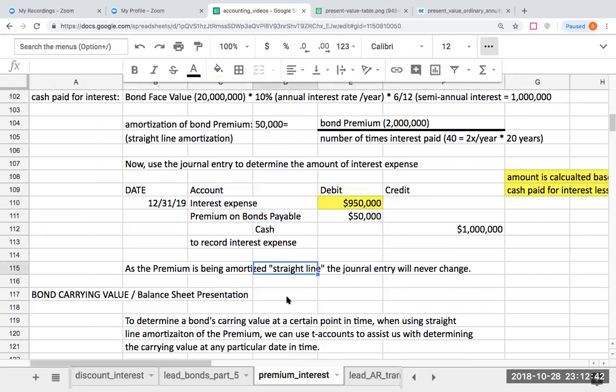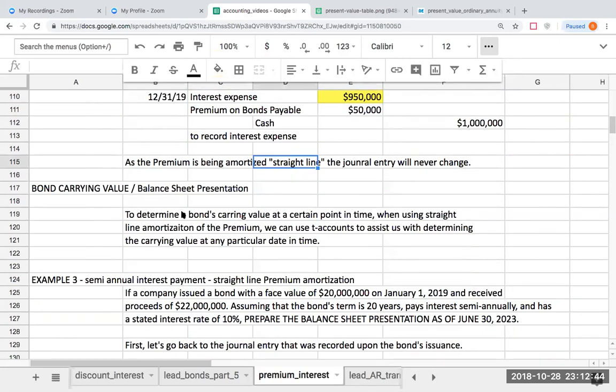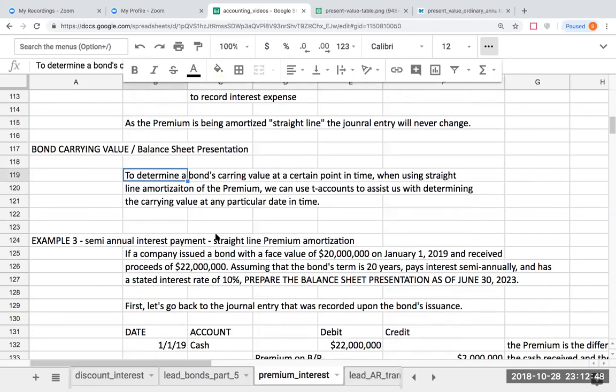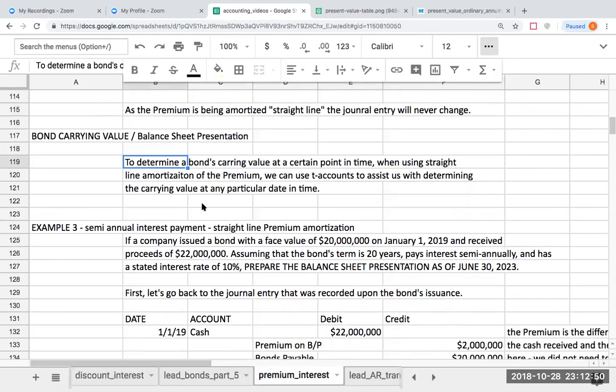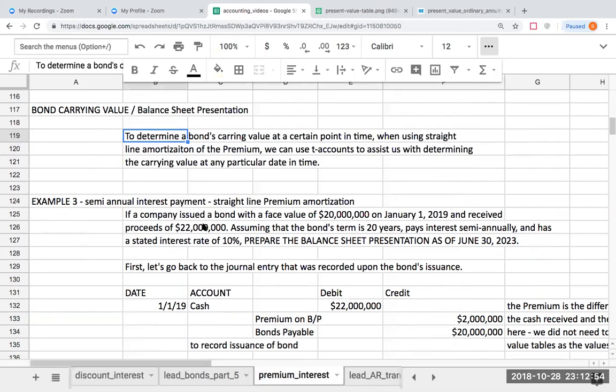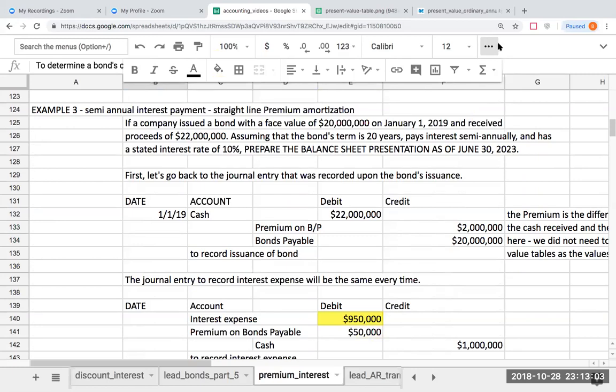So right over here, bond carrying value. When we have a premium situation and we're trying to figure out the bond carrying value, what we're going to be doing here is with a semi-annual interest payment. Let's take a look at this. So here we've got a semi-annual interest payment, straight line premium amortization.